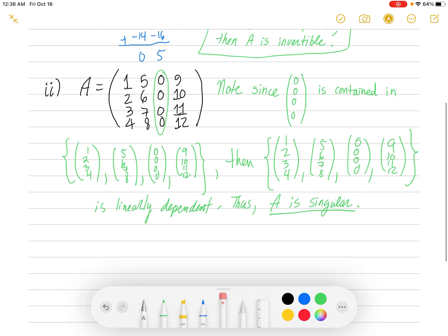Okay. So you really didn't have to do any work. Just notice the zero vector there in the column.